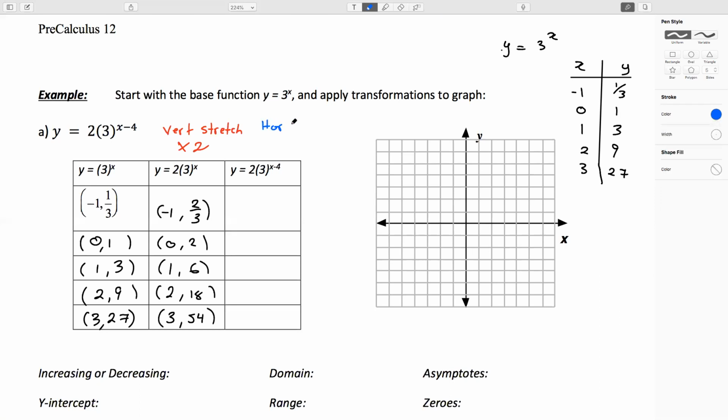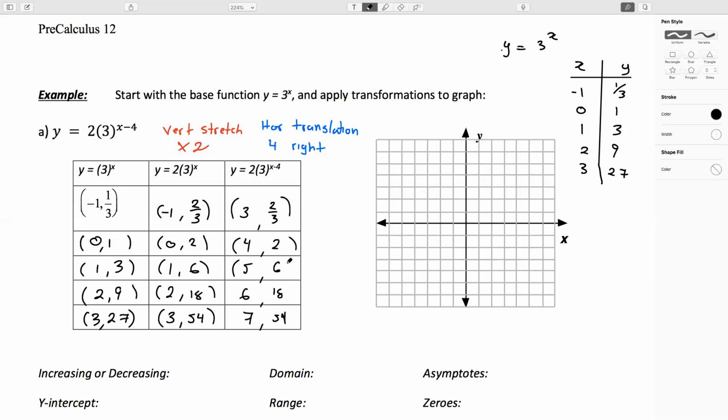Horizontal translation, 4 units right. Effectively, we're going to be adding 4 to all of our x's. So the y values are the same. The y values are 2/3, 2, 6, 18, and 54. But the x's are now 4 greater. Minus 1 plus 4 gets us 3. 0 plus 4 gets us 4. 1 plus 4 is 5. 2 plus 4 is 6. 3 plus 4 is 7.